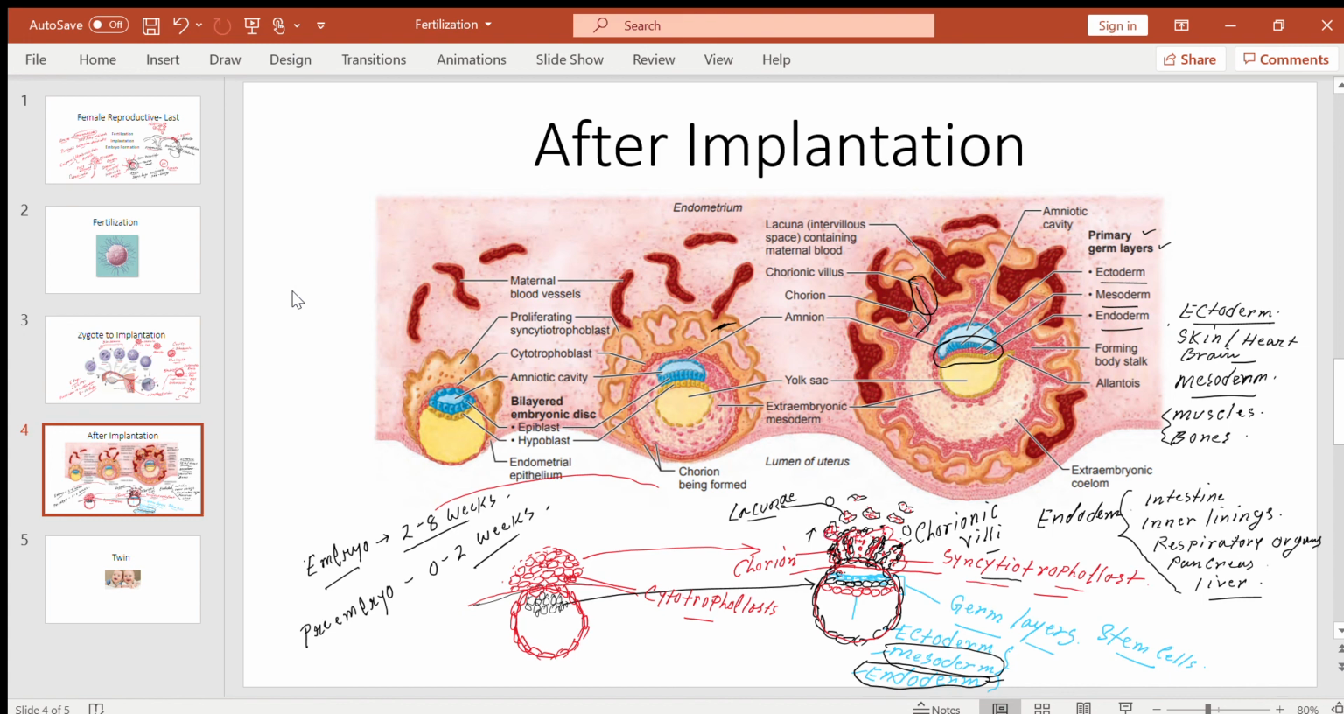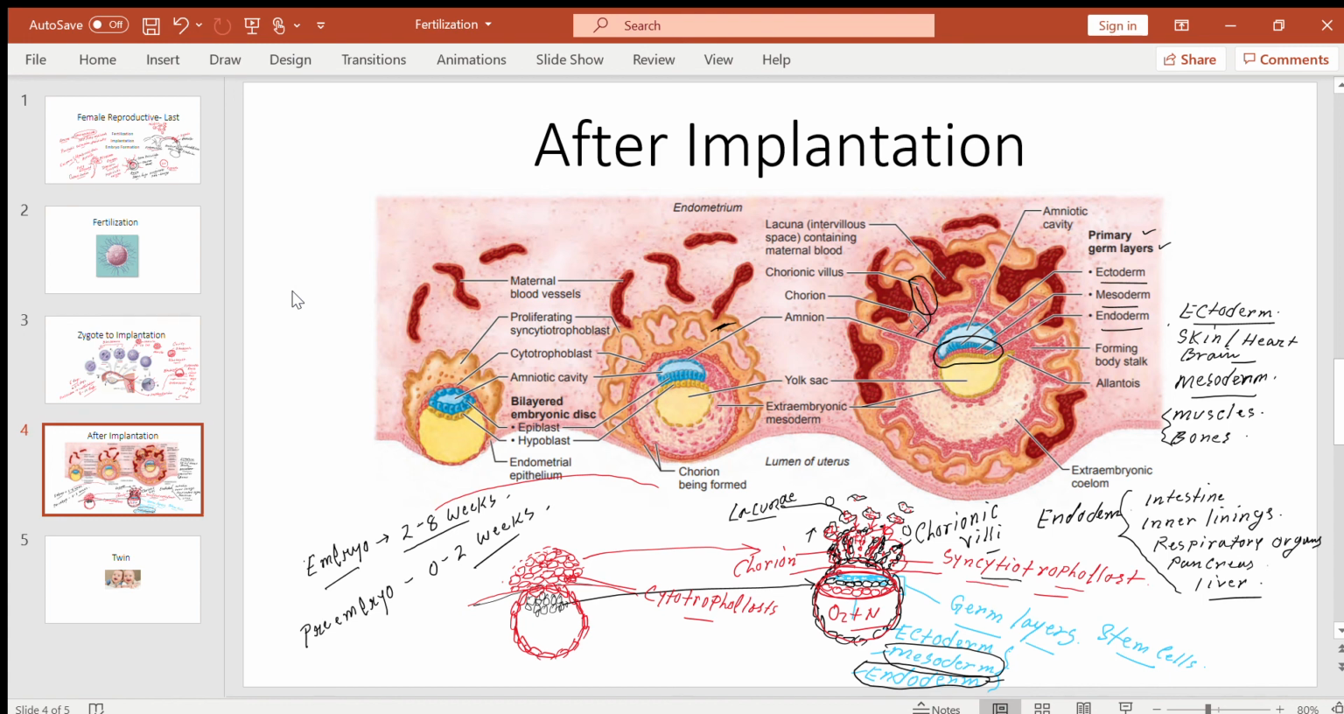Just very easy. From the mother's blood, oxygen and nutrients are diffused into the chorionic villi, into the fetus blood. So by diffusion, nutrients and oxygen from the blood inside the lacuna, that means mother's blood, will enter into the chorionic villi. Okay, so that's how this embryo will get nutrition and oxygen.